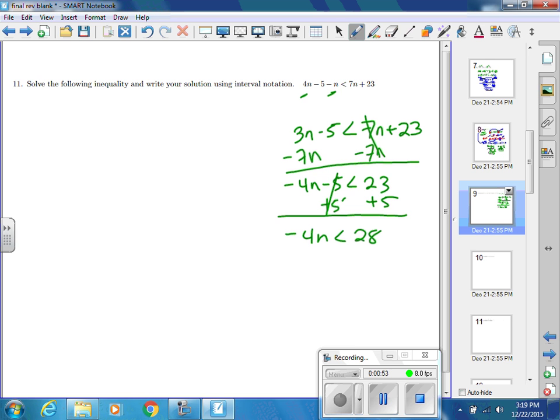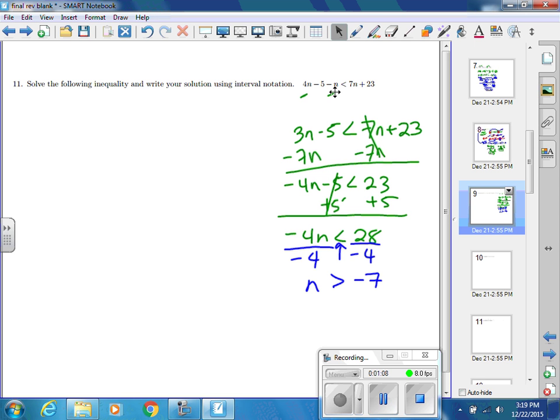Now I'm going to divide. Here's the rule: if you're dividing by a negative number, then your symbol is going to flip. So n is greater than negative 7, okay?